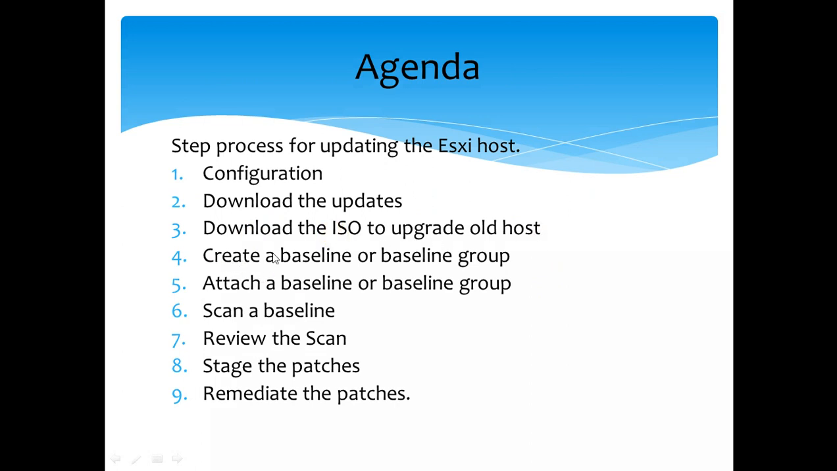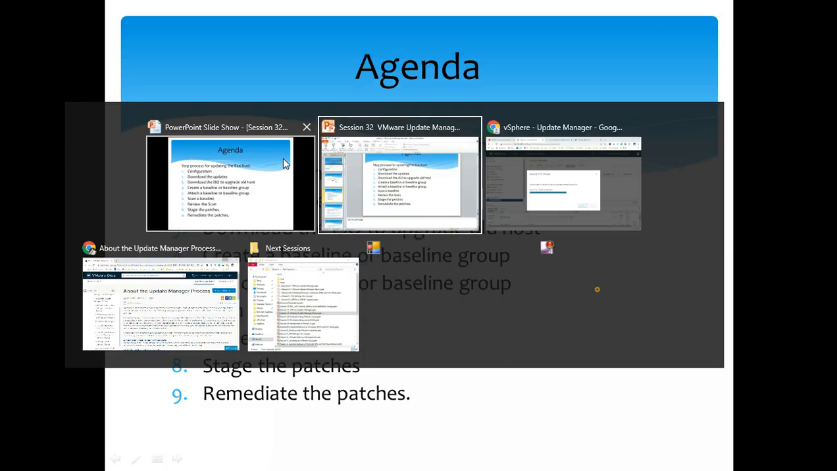So now what we are going to do next is create a baseline or a group of baselines, and then we'll see how to attach it, and then scan, and then we'll review it, and then we'll stage it. I'll show you how to stage and remediate. So we are comfortable with all these things. It was pretty easy, right? Obviously. So this is why essentially there are only 6 steps. If you count, it's from 4 to 9. So 1, 2, 3, 4, 5, 6 steps. These are obviously there, and you need to do that anyway, but let's see.